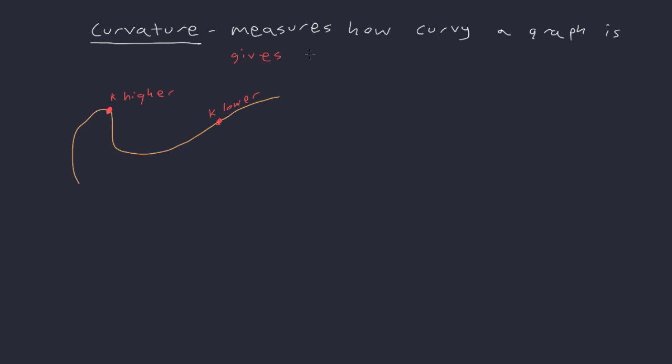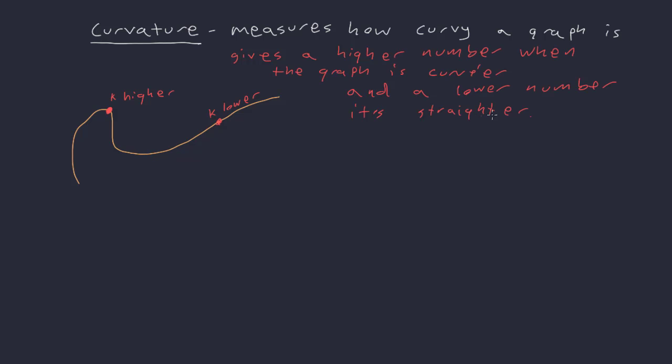All right, next I want to talk about curvature. Curvature is one of those situations where the word kind of explains what we're doing. The curvature measures how curvy a graph is. That's essentially what it's doing. It gives a higher number when the graph is curvier and a lower number when it's straighter.